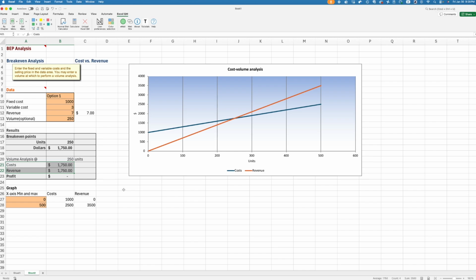So again, there are two things you're going to calculate using break-even point analysis. First, calculating the number of items that should be sold if we have the variable cost and revenue, and also calculating the price of the items if you know how many items you're selling.